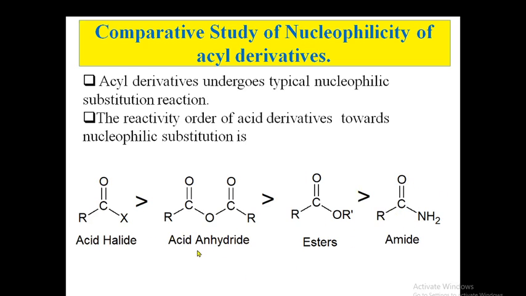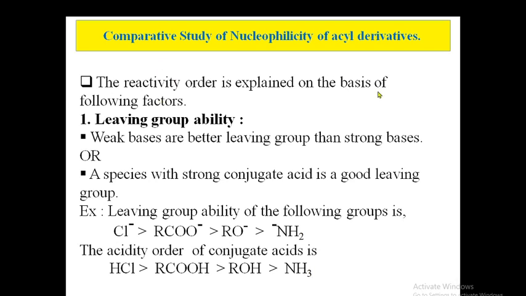Now let's see why these acid derivatives are showing different reactivity rates. The reactivity order is explained on the basis of 2 points. Leaving group ability is the first, and second will be the resonance, that we'll see afterwards.